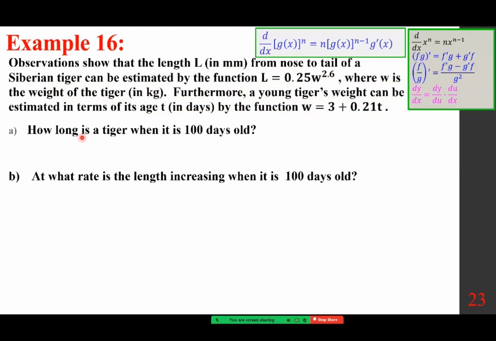A. How long is a tiger when it is 100 days old? B. At what rate is the length increasing when it is 100 days old? Excellent. So part A is elementary algebra. You just plug in, you replace the T with 100, and that gives you the weight first. Of course, this is 21. With 3 gives you 24 kilograms, because the weight is in kilograms.